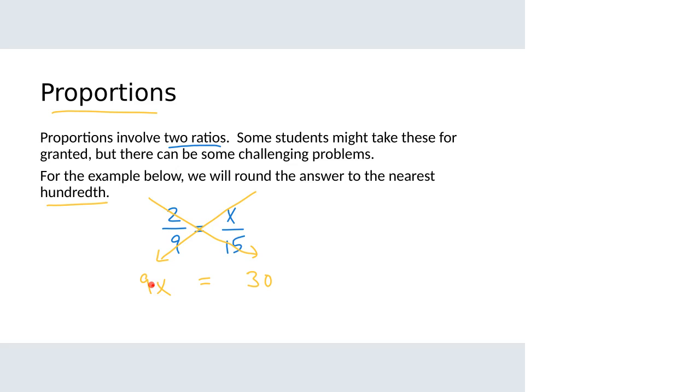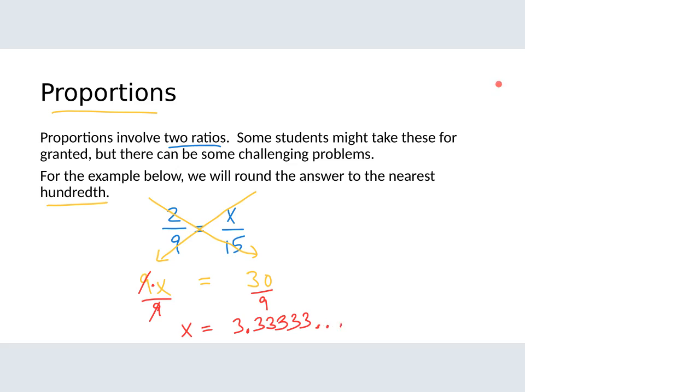We're going to divide by 9 so that these cancel. And if we divide the left by 9, we also have to divide the right by 9. On the left, all we have left is the x that we were trying to solve for. On the right, we have 30 divided by 9, which is 3.33333. And that keeps going.